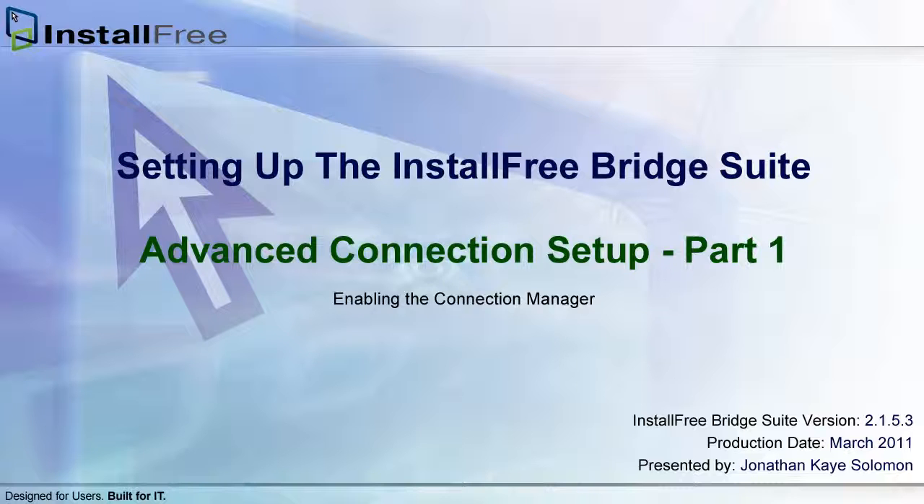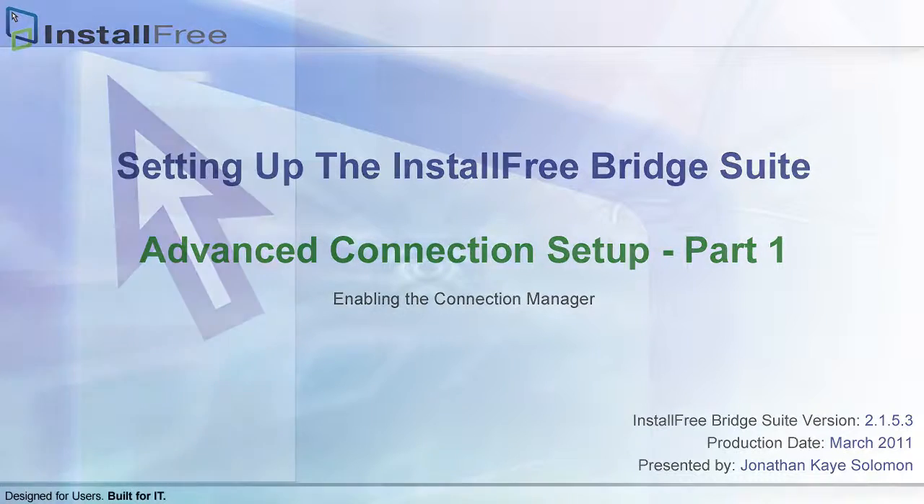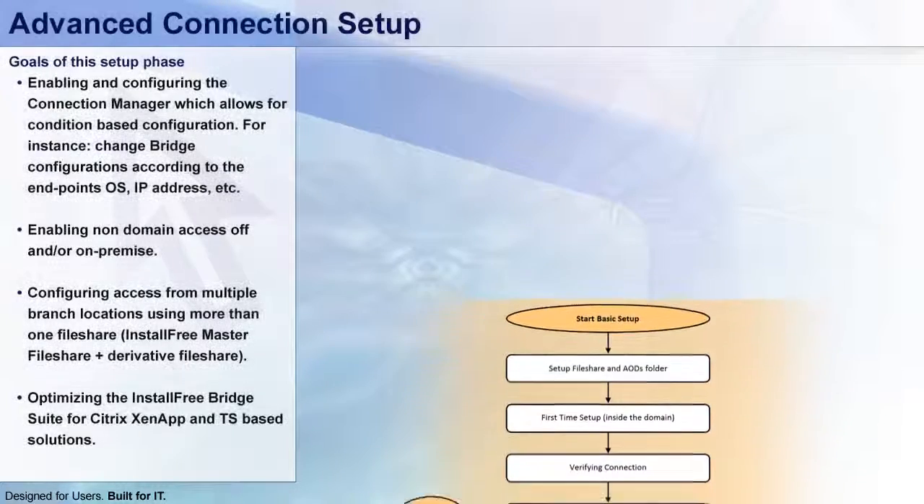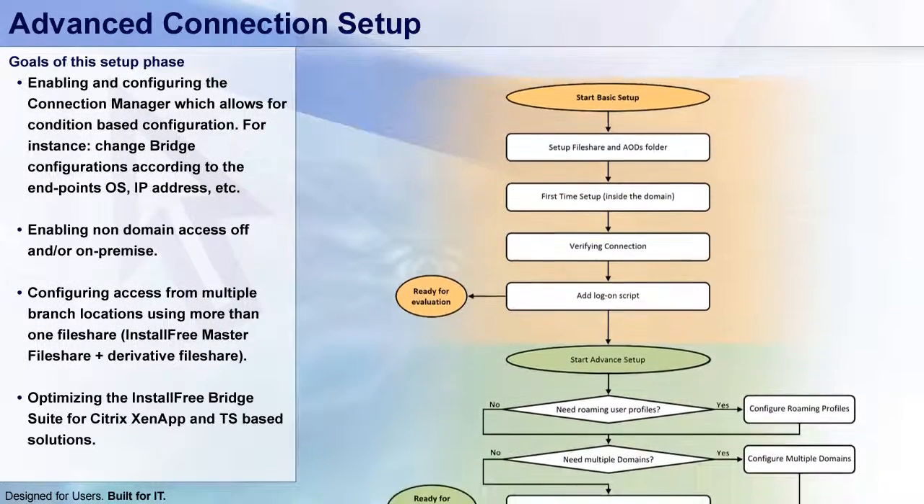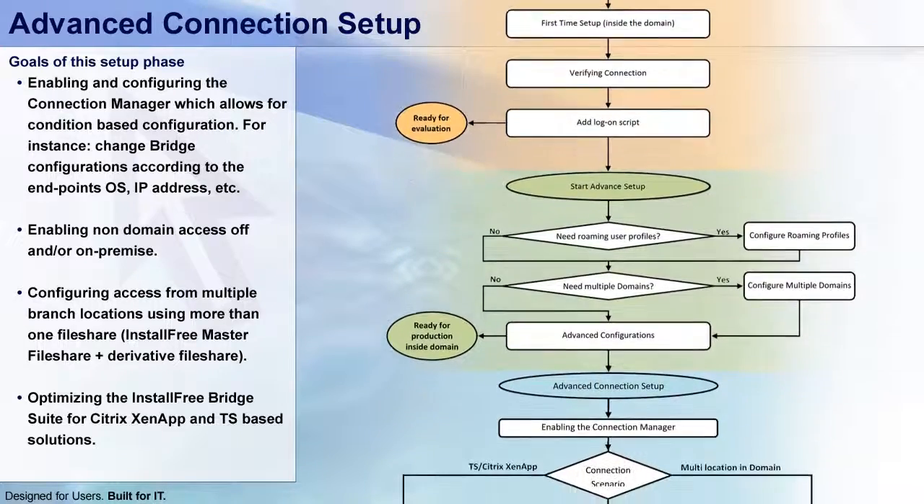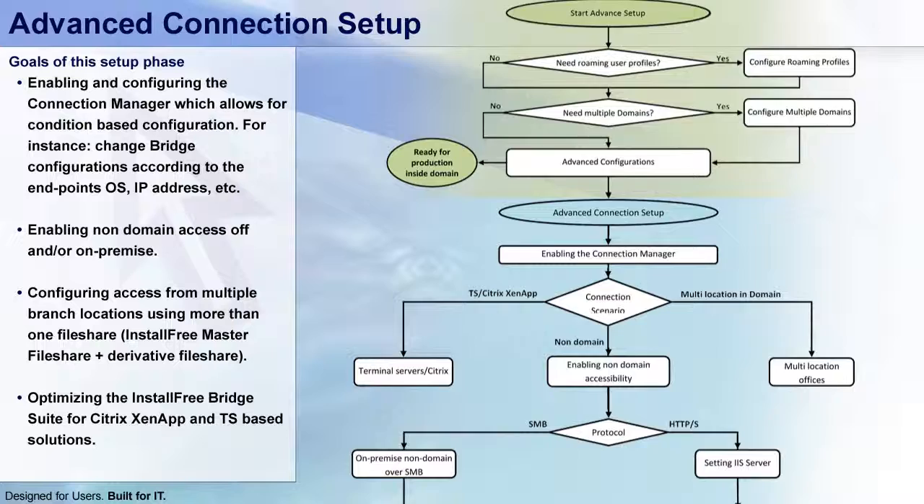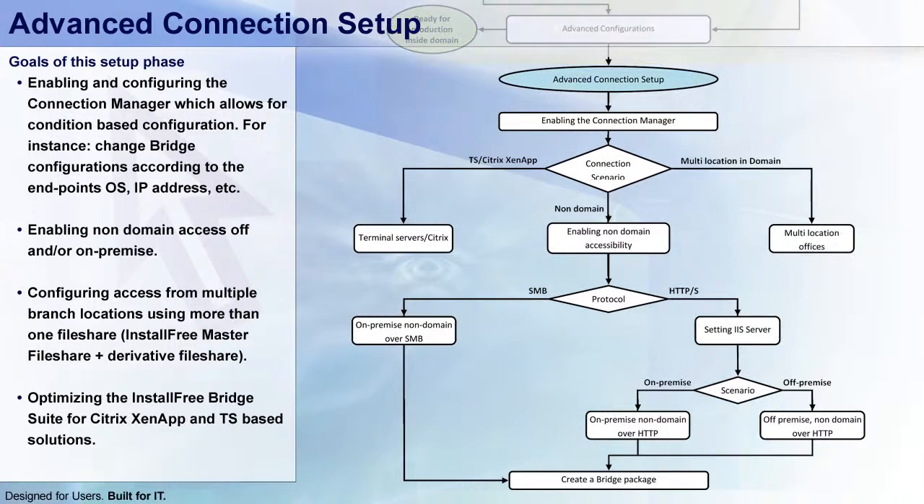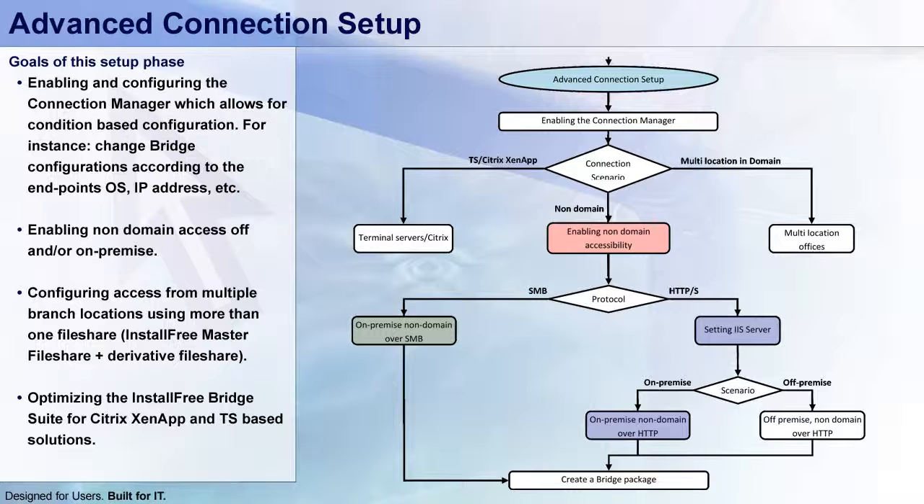This is Jonathan from InstallFree, and this is the first in the series of videos exploring the advanced connection setup, which is the last phase after the basic setup and the advanced setup. Now, up till now, we have configured the InstallFree Bridge Suite to work on domain machines within your organization. But the advanced connection setup will allow you to fine-tune and configure the InstallFree Bridge Suite to work on a wide array of connection scenarios, including multi-branch deployment, access from non-domain computers both on and off-premise, and running the InstallFree Bridge on terminal servers and Citrix.